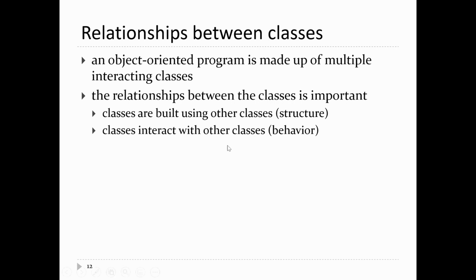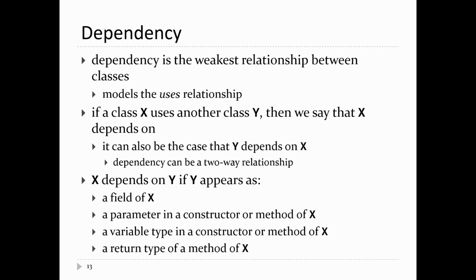Classes interact with other classes, so objects can call methods belonging to other objects. That describes the behavior of the program. And that's described by a whole other set of UML behavior diagrams. So we don't even talk about these in this course. We're only interested in the structure diagrams.